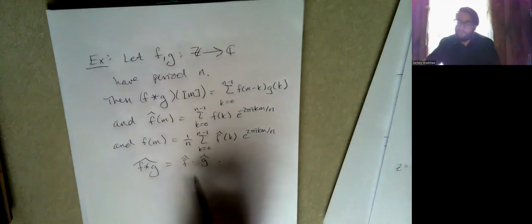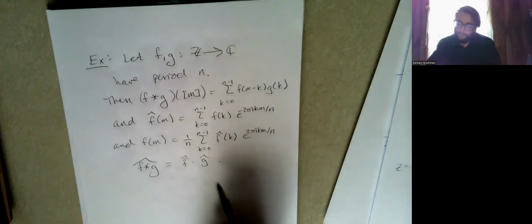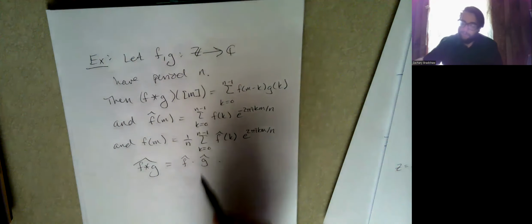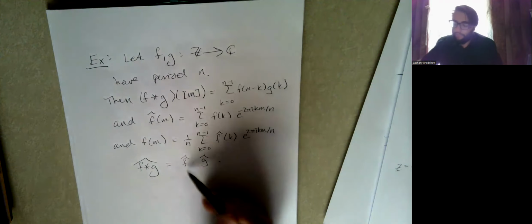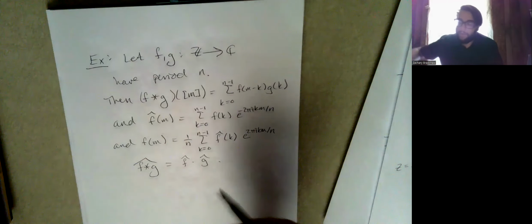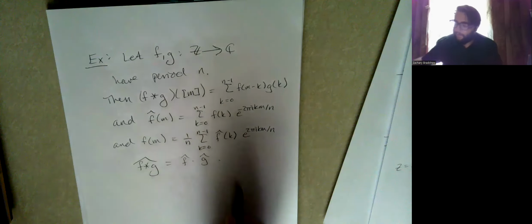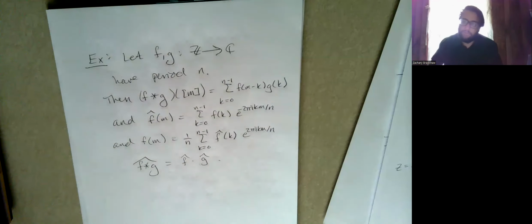So why is this useful, by the way? It's because in practice, it's more efficient to compute the product of the Fourier transforms and then apply the Fourier inversion theorem than it is to compute the convolution here.